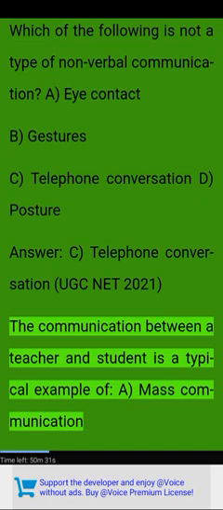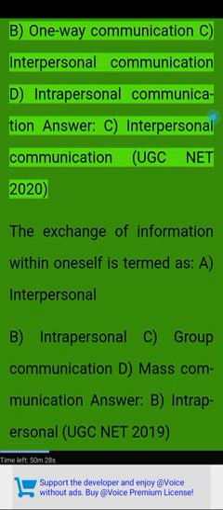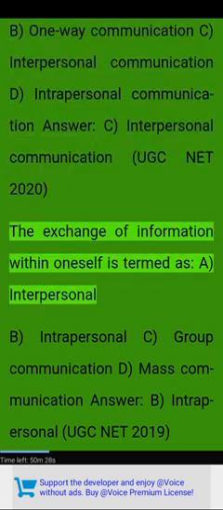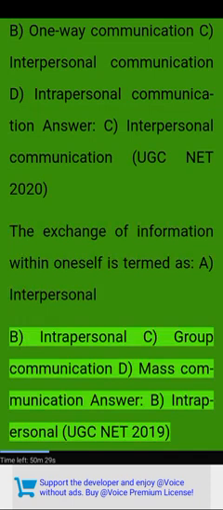The communication between a teacher and student is a typical example of which type? A. Mass communication. B. One-way communication. C. Interpersonal communication. D. Intrapersonal communication. Answer: C. Interpersonal communication. UGC NET 2020. The exchange of information within oneself is termed as A. Interpersonal. B. Intrapersonal. C. Group communication. D. Mass communication. Answer: B. Intrapersonal. UGC NET 2019.